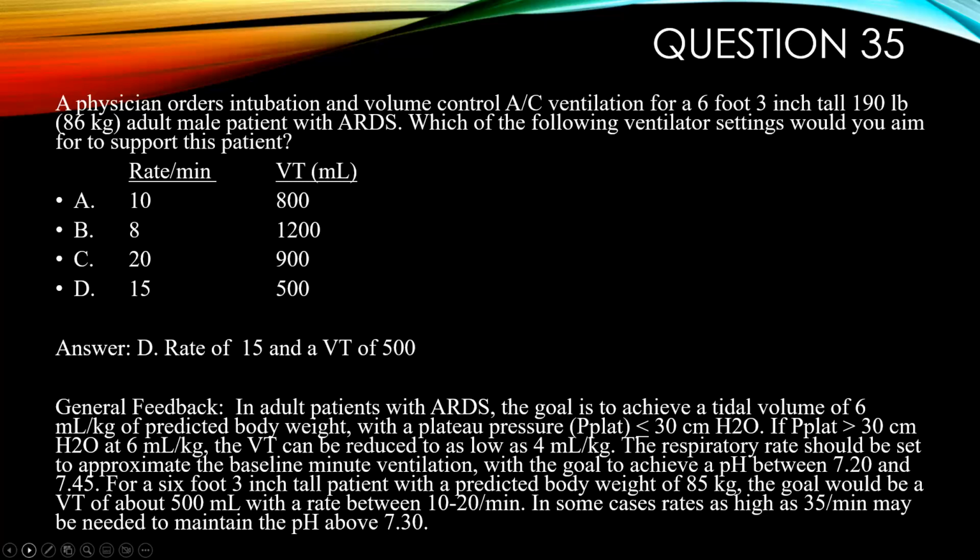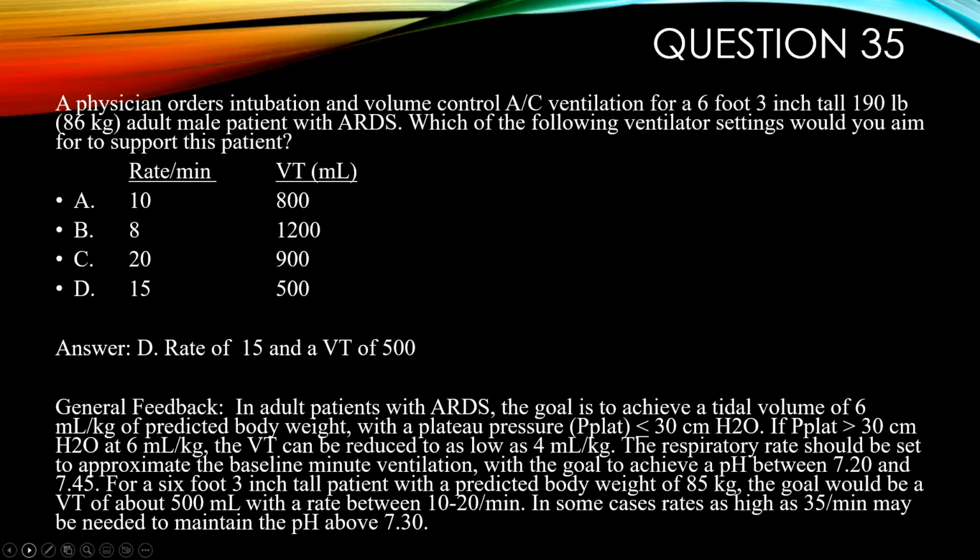If plateau pressures are greater than 30 at 6 mLs per kg, the tidal volume can go as low as 4 mLs per kg, making up the difference in minute ventilation with the respiratory rate if you can. The respiratory rate should be set to approximately the baseline minute ventilation, with the goal to achieve a pH between 7.20 and 7.45. So we'll tolerate, for a period of time, a pH of 7.25 or 7.30, with the whole notion of permissive hypercapnia. Hopefully the kidneys can retain bicarb and eventually the pH will normalize.